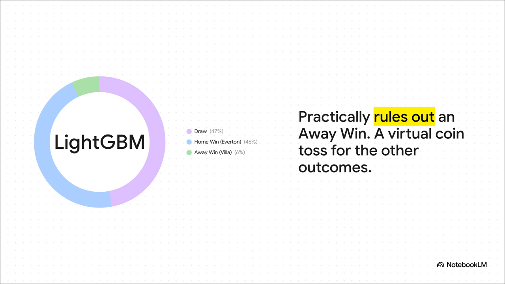It has practically ruled out an Aston Villa victory. I mean, look at that, just over 6%. For this AI, it's a dead heat between an Everton win and a draw.